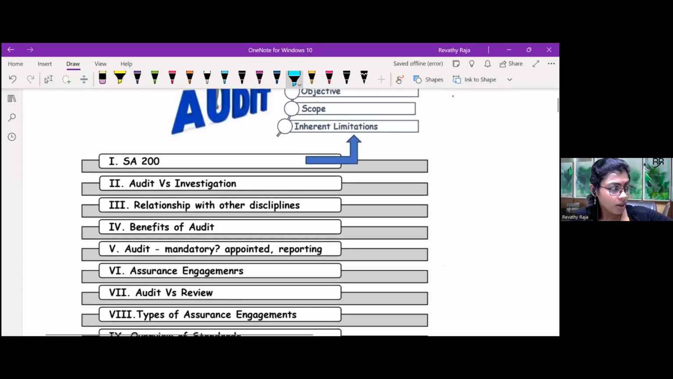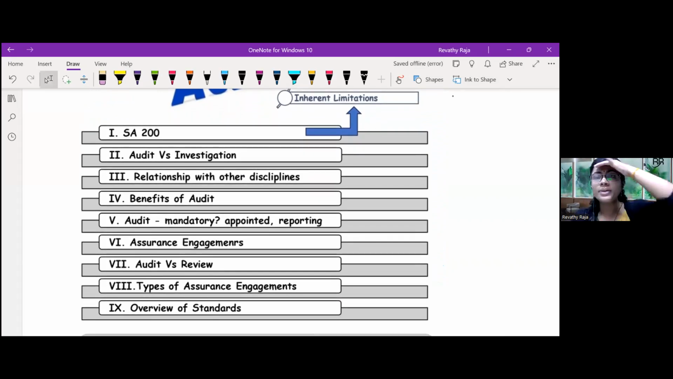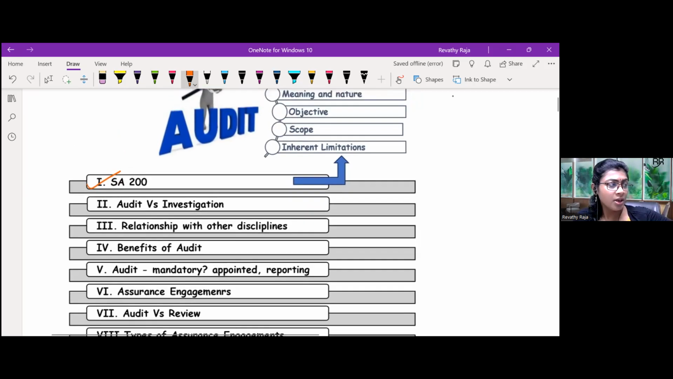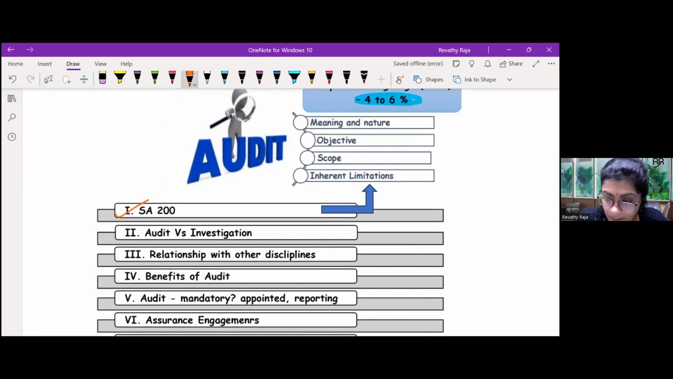Now, these are the contents which are mainly covered in this chapter. First and foremost, SA 200, overall objective of the independent auditor and conduct of audit in accordance with Standards on Auditing. Here in SA 200, basically the meaning of auditing: auditing is an independent examination, and also the nature of auditing, what the audit process is all about.